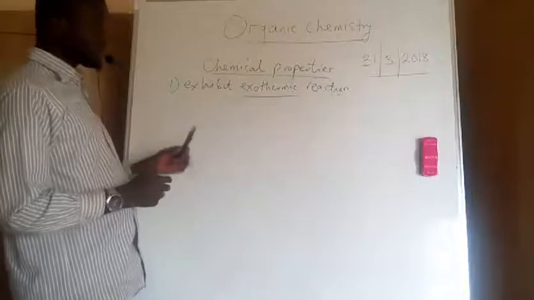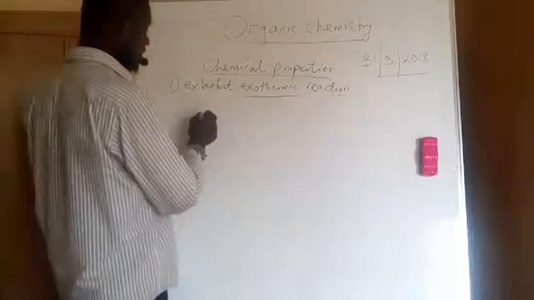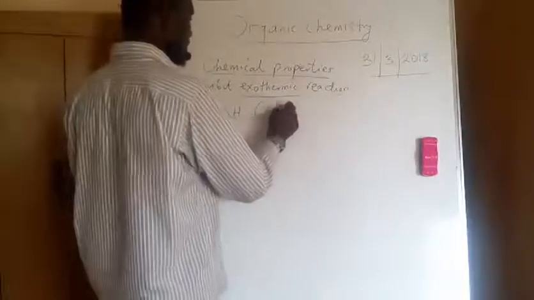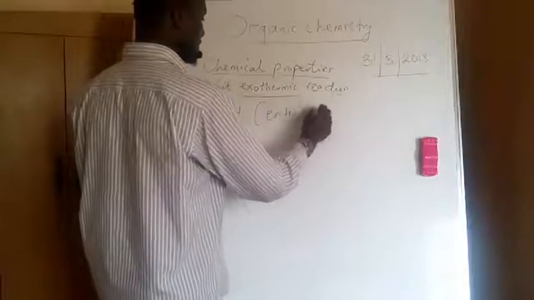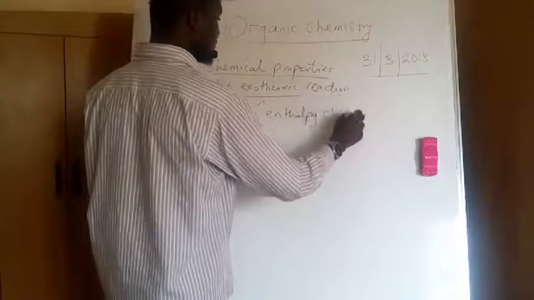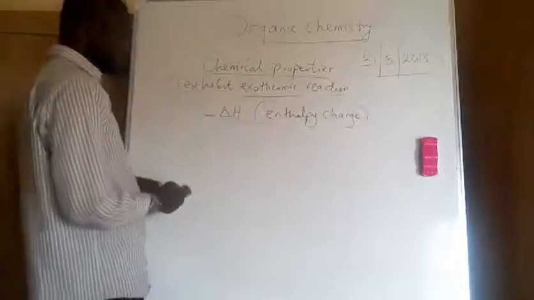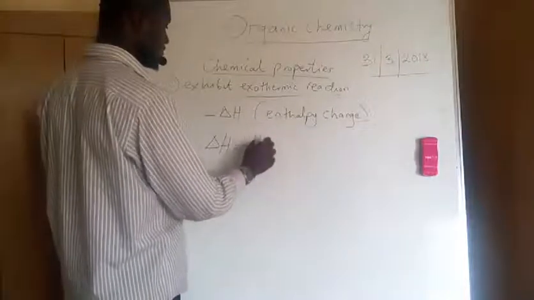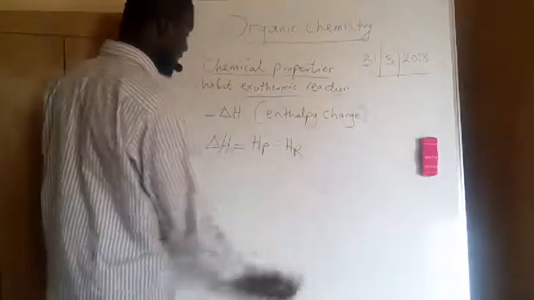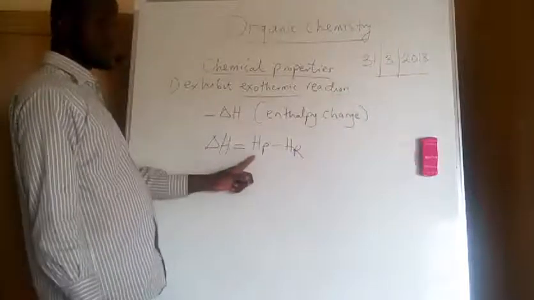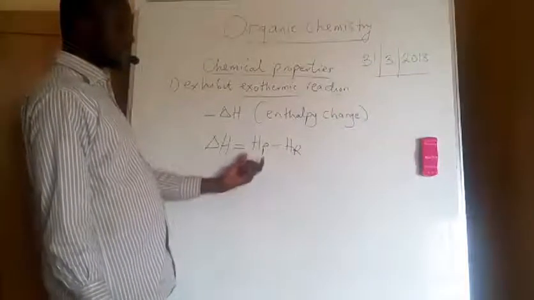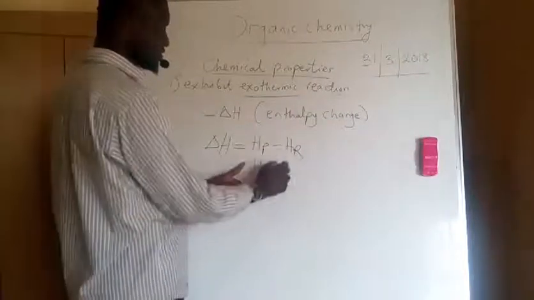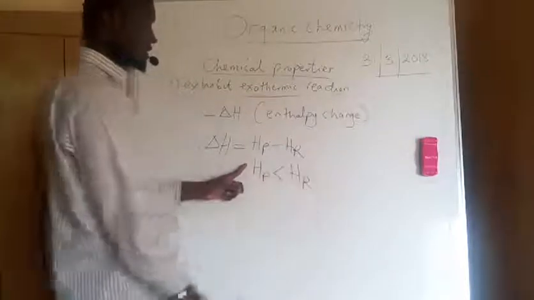Now, one thing we need to know about exothermic reactions is that they have what is called negative enthalpy change. Enthalpy change, that is heat change. They have negative heat change. How do they get negative heat change? It's because enthalpy change is given by heat of product minus heat of reactant. Now the heat of product of the reaction of alkanes is always less than the heat of the reactants.